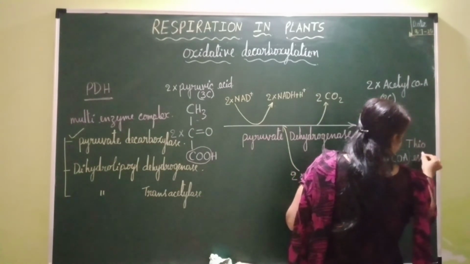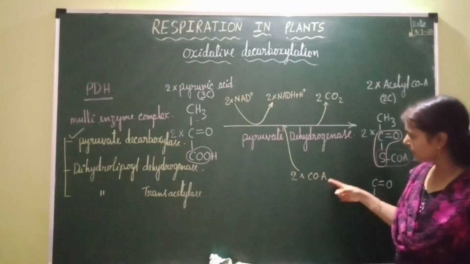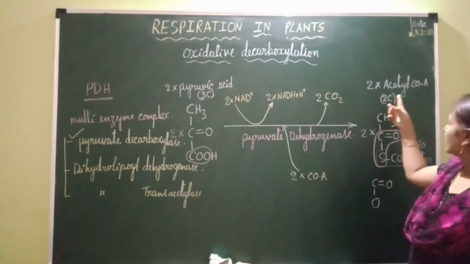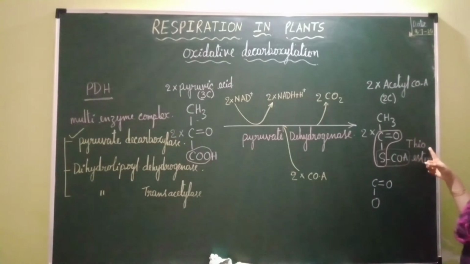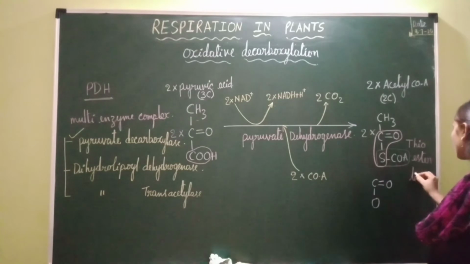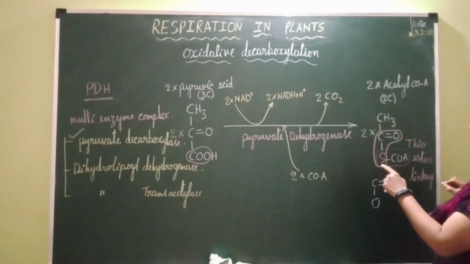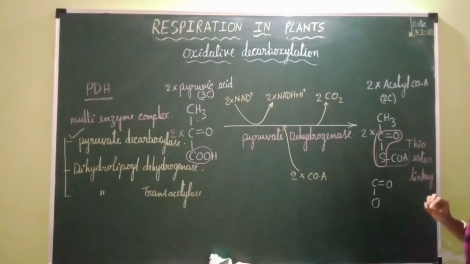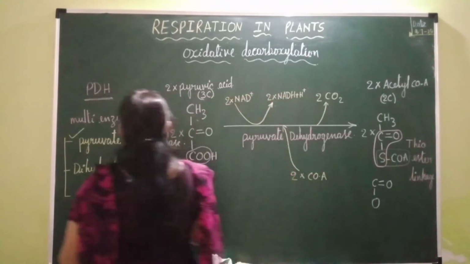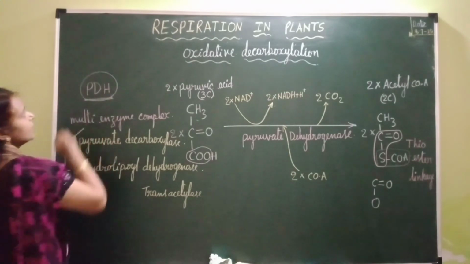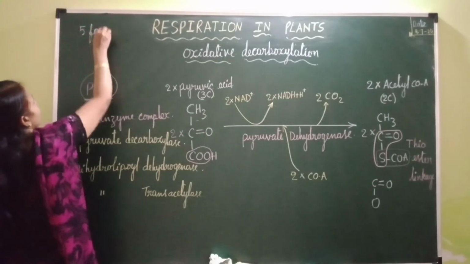So this transacetylase enzyme is involved in the transfer of the group coenzyme A onto the acetyl group, which results in the formation of acetyl coenzyme A by the formation of a thioester linkage or bond. In this way, two molecules of pyruvic acid are converted into two molecules of acetyl coenzyme A by the activity of pyruvate dehydrogenase, a multi-enzyme complex. For the activation of this multi-enzyme complex, five factors are required.